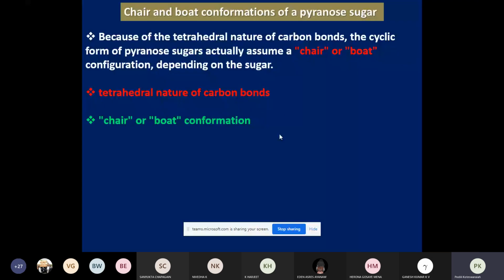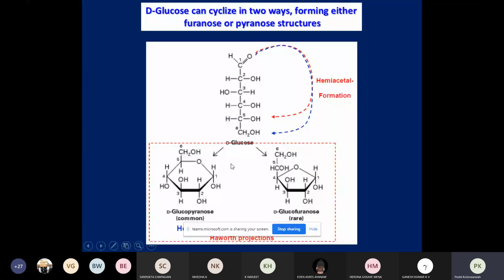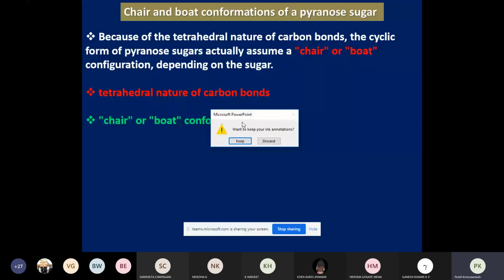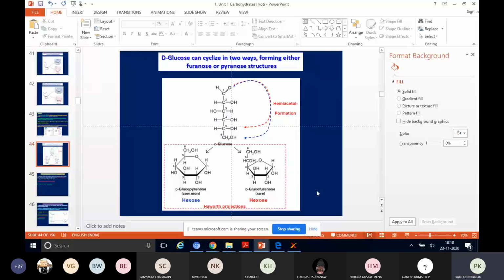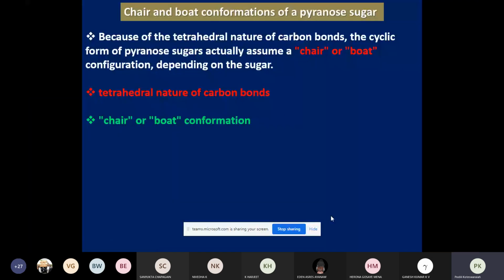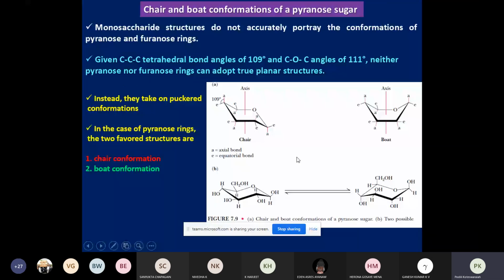Now coming to how to draw the Fischer projection, I just wanted to give one example here. Before going to that, though these sugars are mainly present in the cyclic form in aqueous solutions, the 6-membered pyranose ring cannot be planar because of the tetrahedral geometry of its saturated carbon atoms. Therefore, the pyranose ring exists either in the boat or the chair conformation.